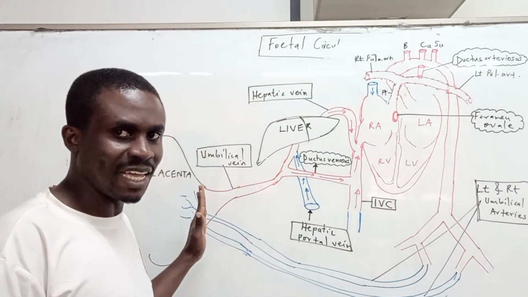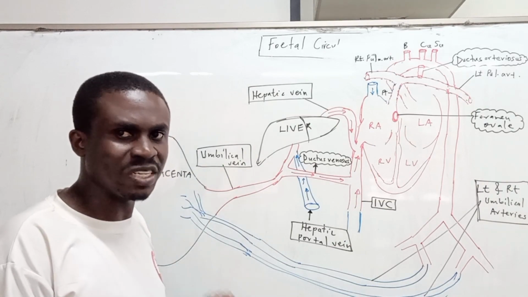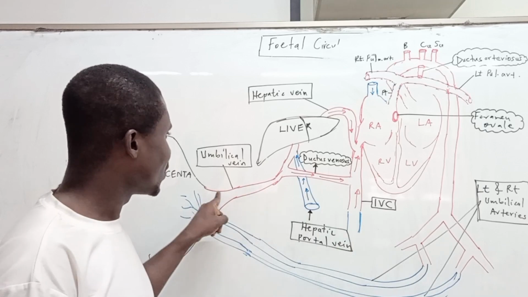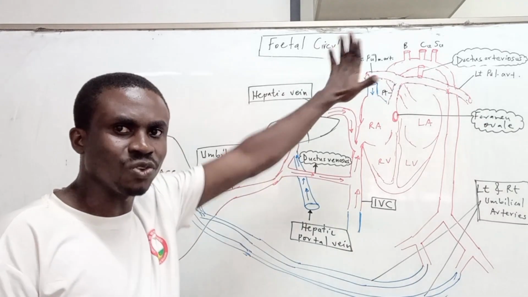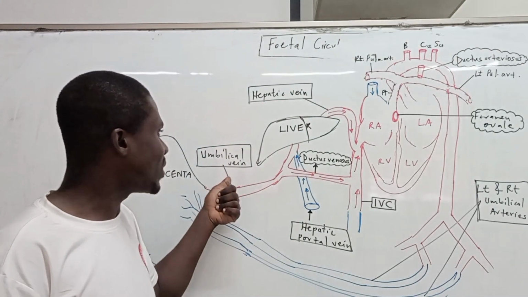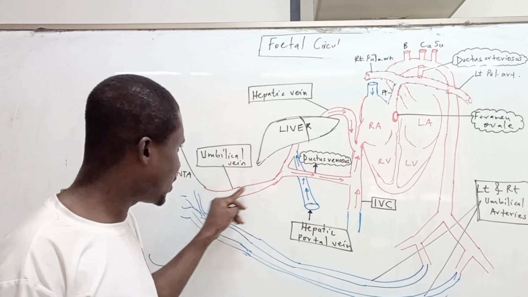So if I begin here, what will happen is that we have the placenta, and the placenta is bringing oxygen-rich blood from the mother's circulation, and it's getting into the fetus's major organs via what we call the left umbilical vein, so oxygen-rich blood.